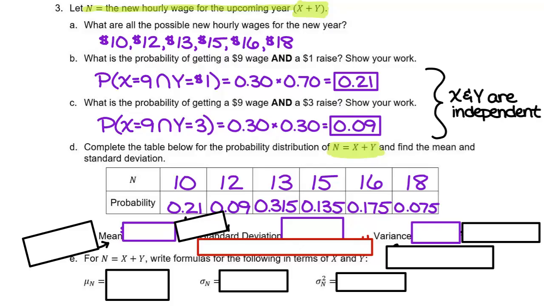All right, so just like I had you do for X and for Y, each individually, I want you guys to calculate the mean, the standard deviation, and the variance for this new random variable N.